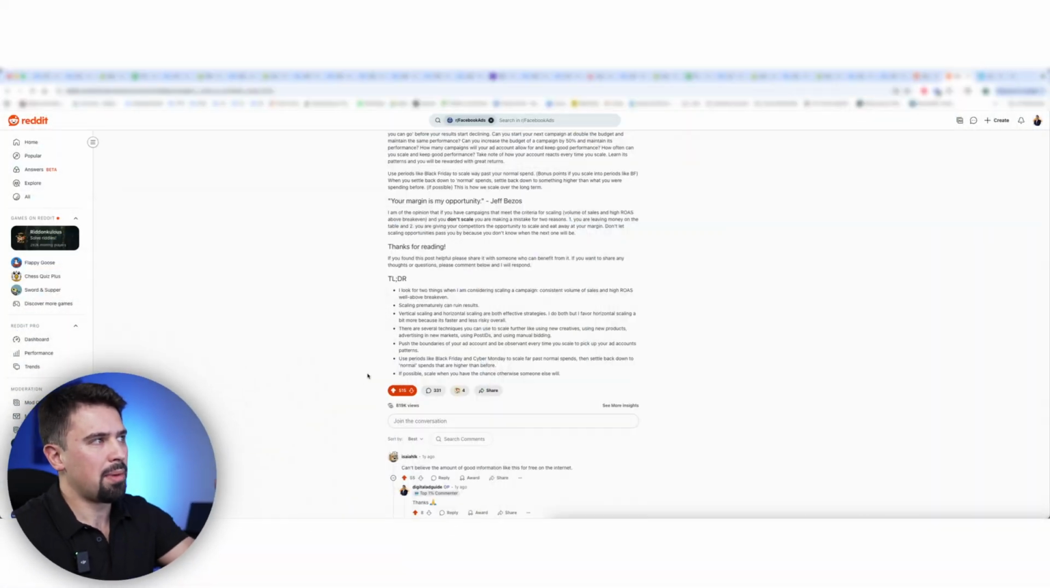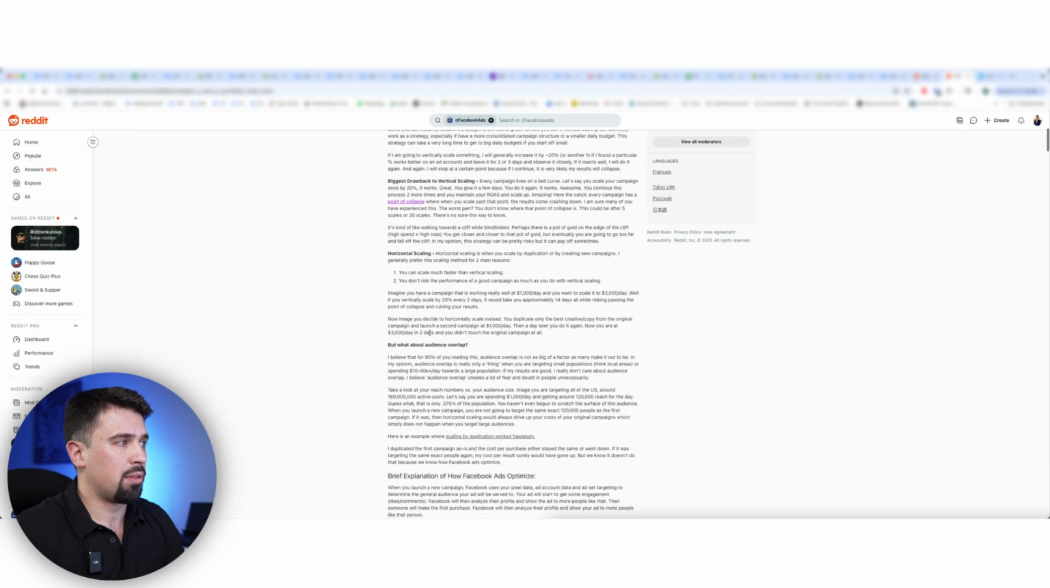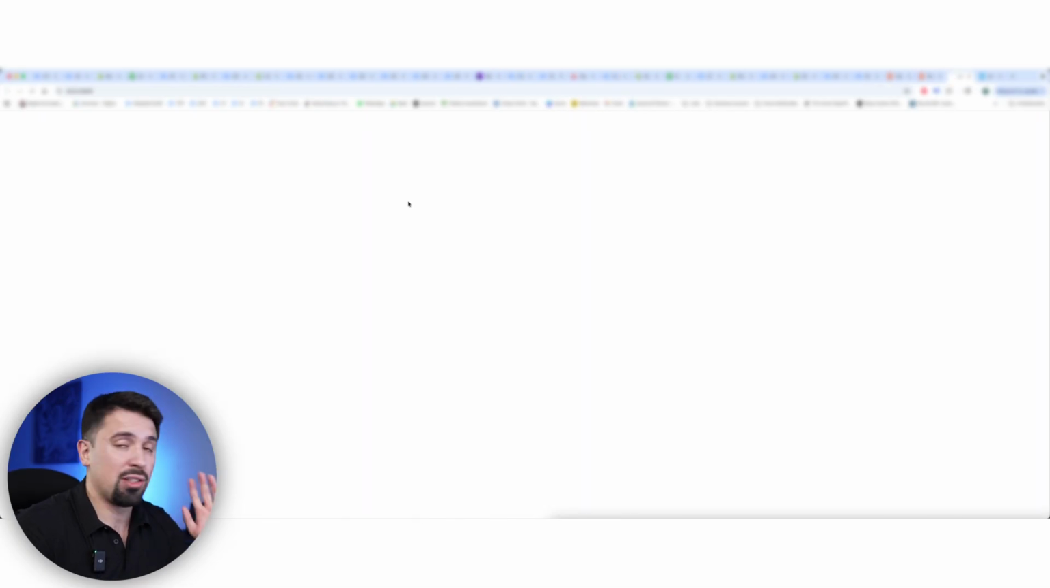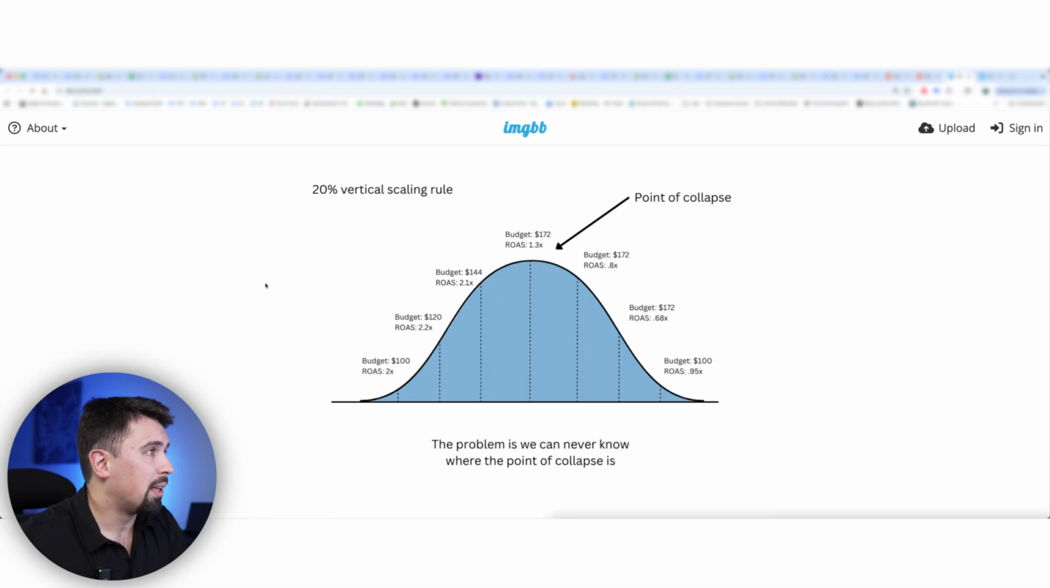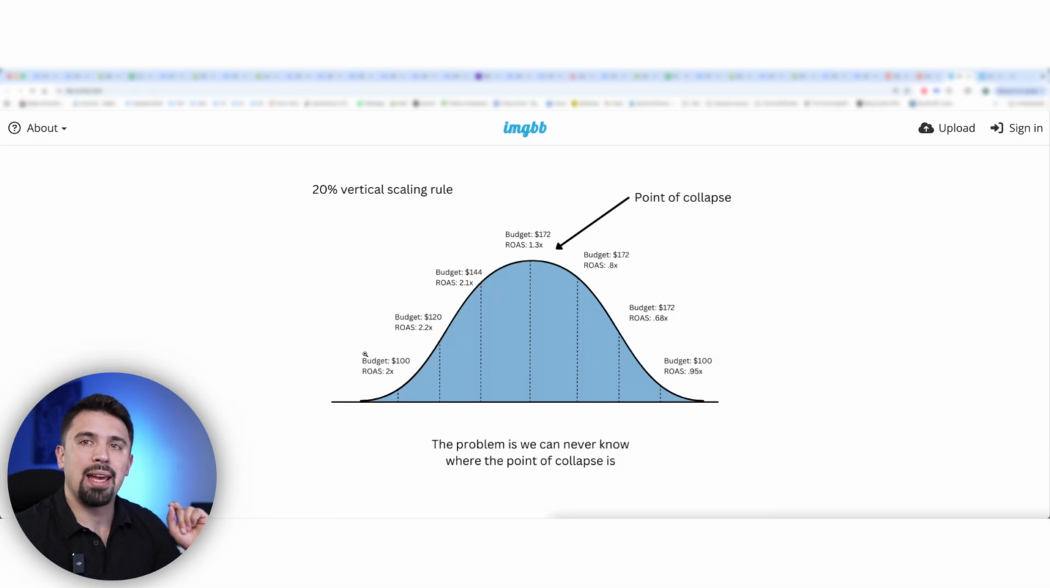So this is my Reddit post. I made this about a year ago. It was one of the most viral posts that I've ever made. It's on the top of the Facebook ads Reddit. But inside I have a little graphic here that I made, okay? And this explains the 20% vertical scaling rule, okay?